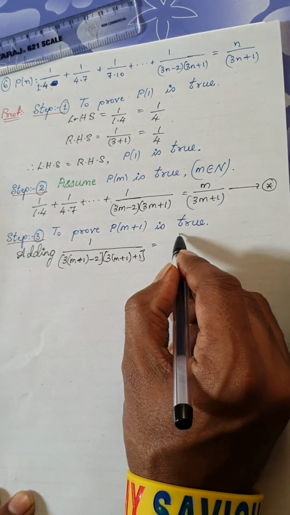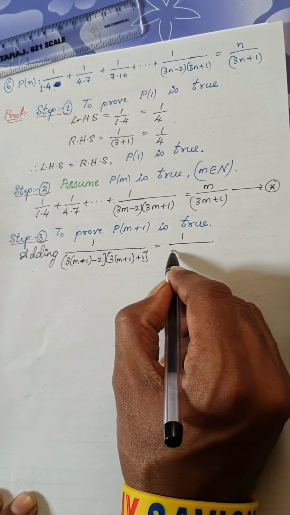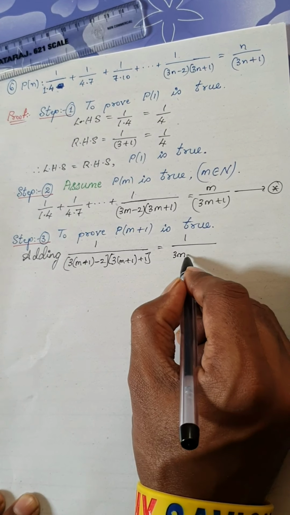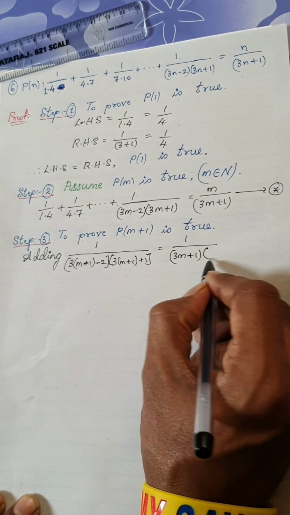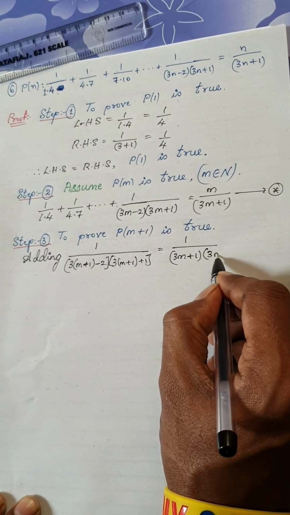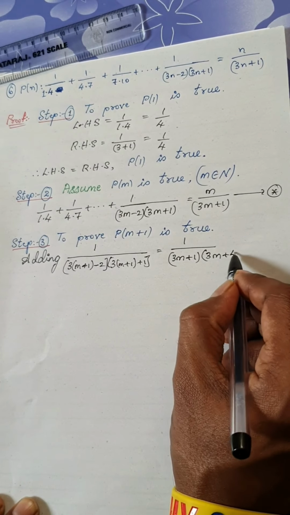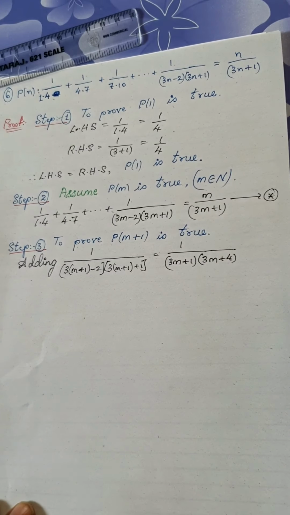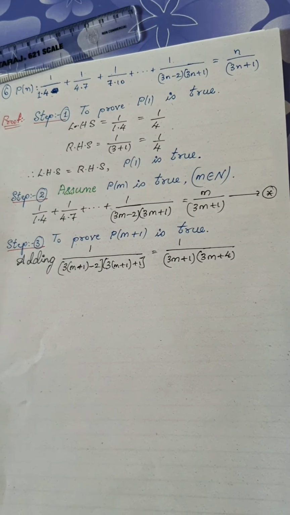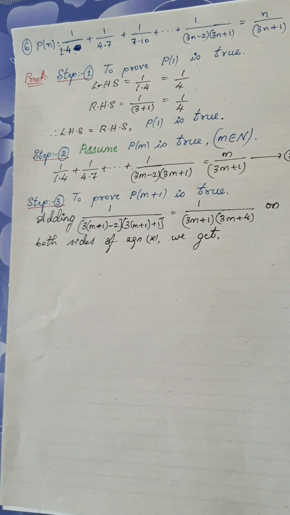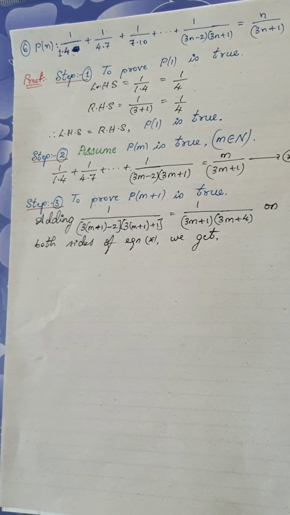See what happens. So it is 1 divided by 3m. Okay, 3 into 1 is 3. 3 minus 2 is what? 1. So it is 3m plus 1 into 3m. Okay, 3 into 1 is what? 3. 3 plus 1 is 4. So the term you're going to add is 1 divided by (3m plus 1) into (3m plus 4) on both sides of equation star. So what happens if we add the term on both sides?